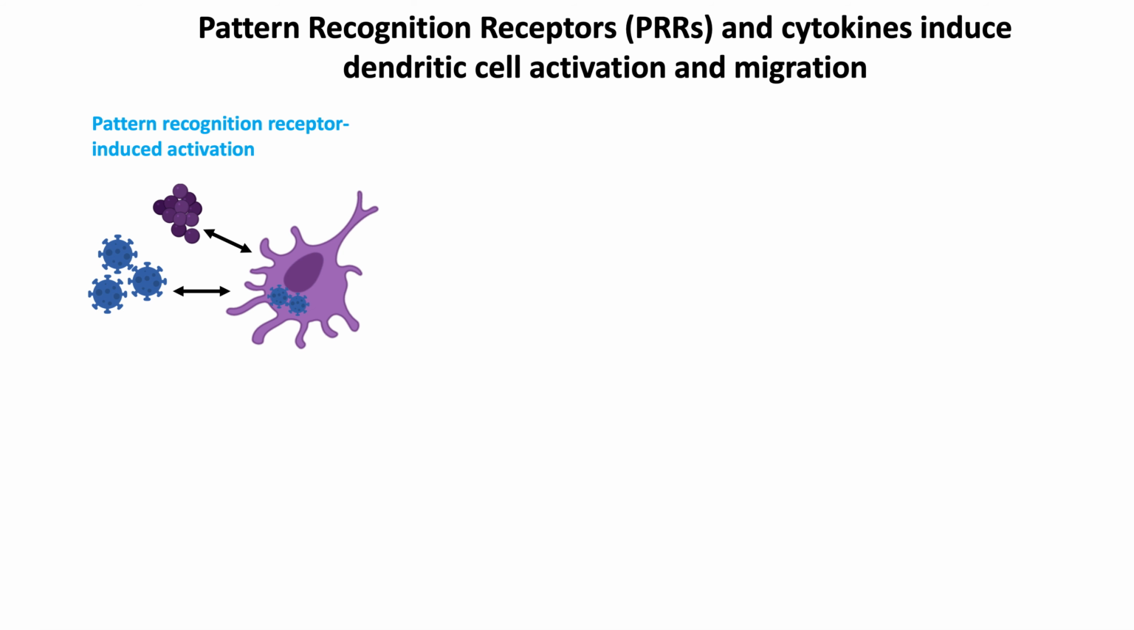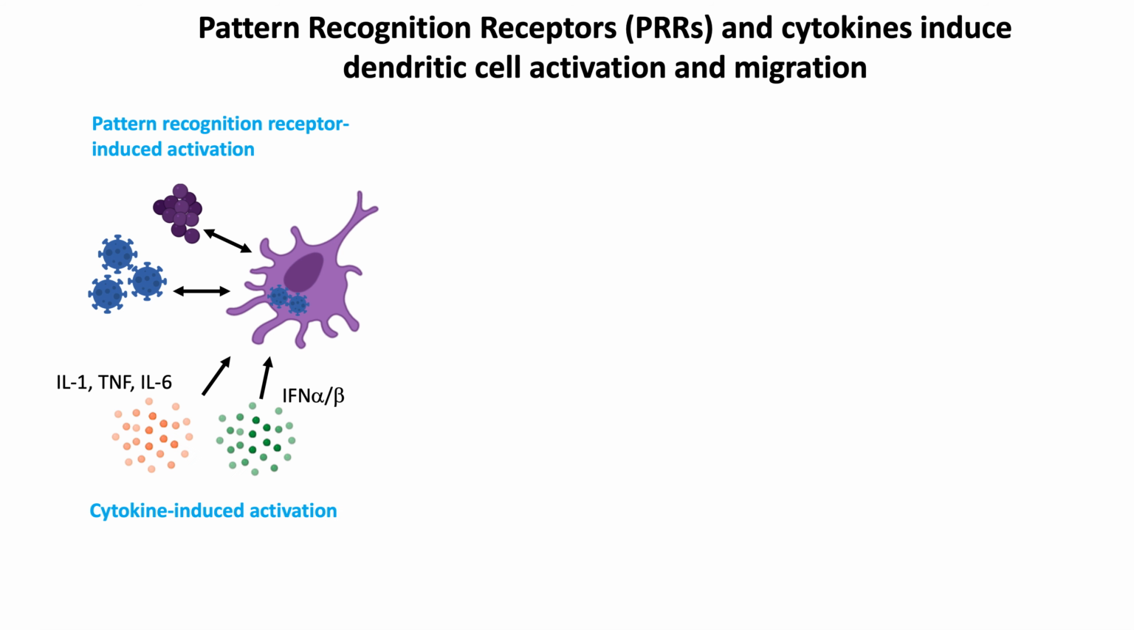There are 2 different ways in which dendritic cells can become activated. One is the recognition of pathogens directly via their toll-like receptors. A second is that dendritic cells can be exposed to cytokines in their inflammatory environment. This includes IL-1 and tumor necrosis factor, and IL-6, and also, in the case of viral infections, type 1 interferons such as interferon alpha and beta.